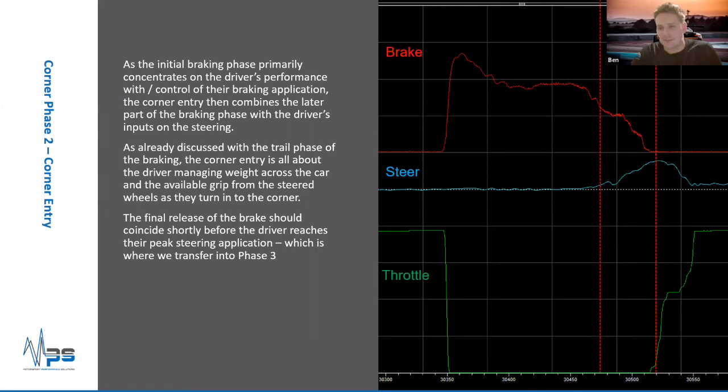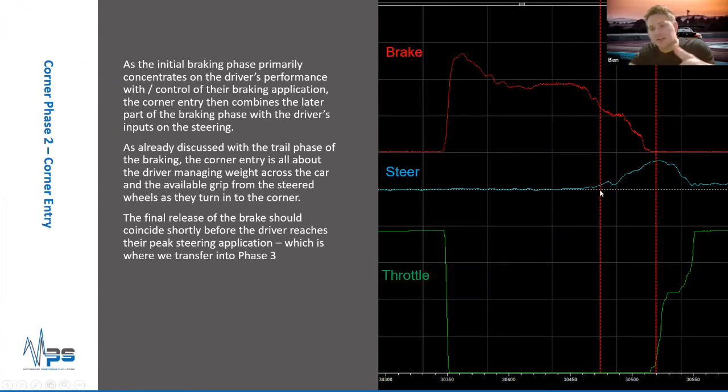This is where the driver starts to steer the car towards the corner. As you saw before, the driver should be doing all the heavy braking in a straight line, which is what most of your instructors would have told you if you ever had instruction. But now we're not significantly slowing the car with the brakes. So it is possible, and it is beneficial, to start to turn into the corner with some brake application applied. Again, we're looking for shapes, we're looking for timings.